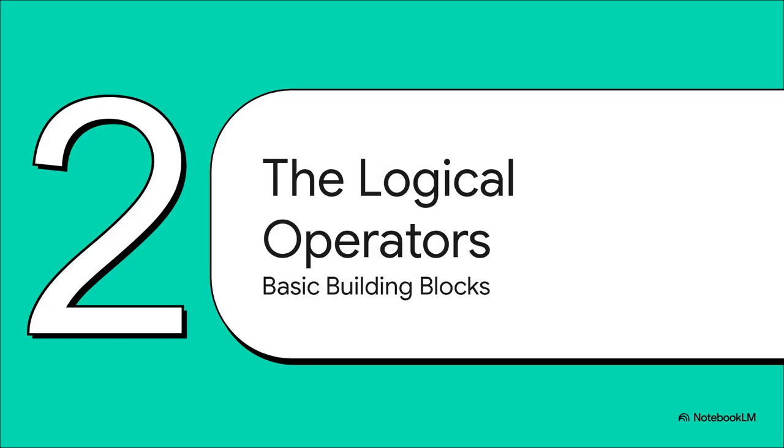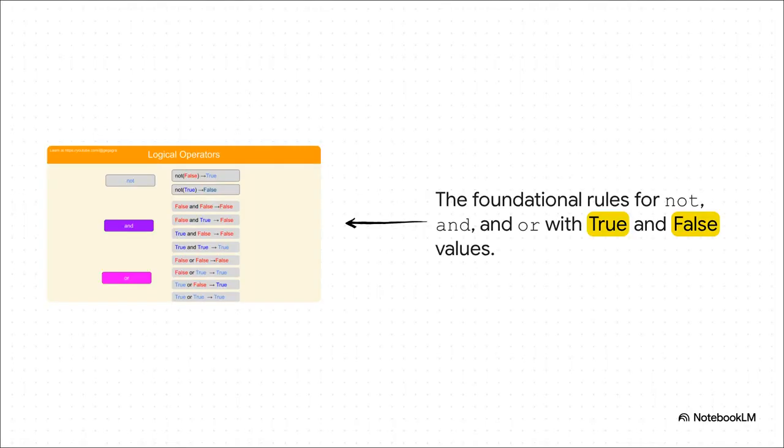Okay, Section 2, the three logical operators. Let's start with the absolute basic building blocks of all of this: not, and, or. At their heart, these are super simple. Think of not as a light switch. It just flips whatever it sees. So not true becomes false. Easy enough. Then there's and.